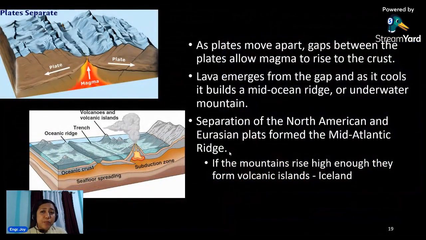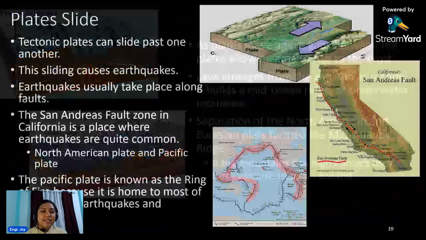As plates move apart, gaps between the plates allow magma to rise to the crust, and lava emerges from the gap. And as it cools, it builds a mid-ocean ridge or underwater mountain. Separation of the North American and Eurasian plates forms the Mid-Atlantic Ridge. And if the mountains rise high enough, they form volcanic islands, and that's Iceland.